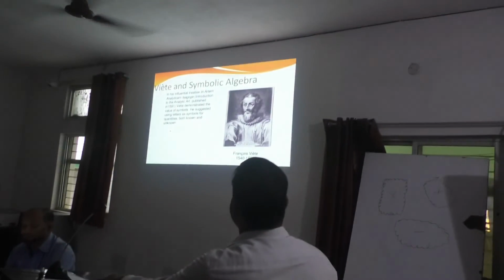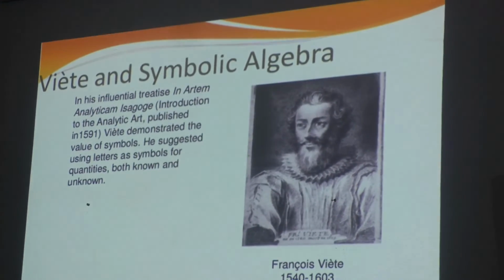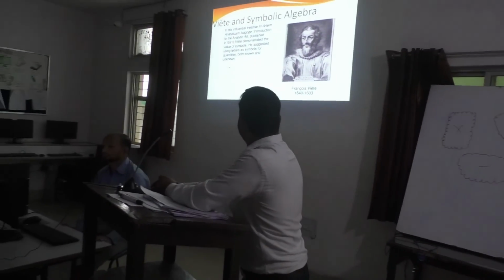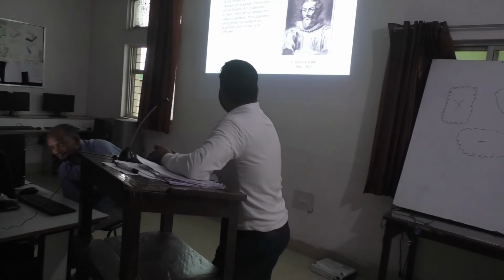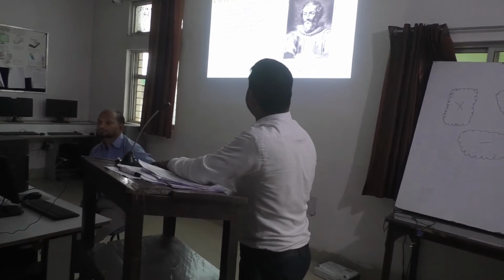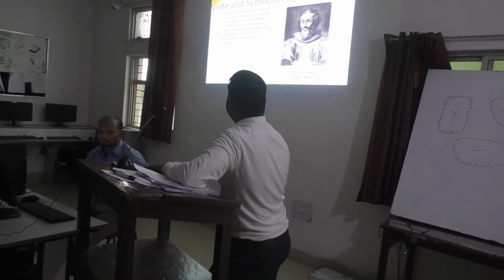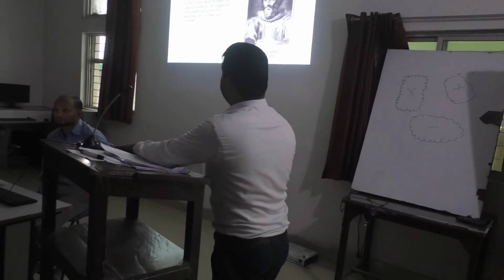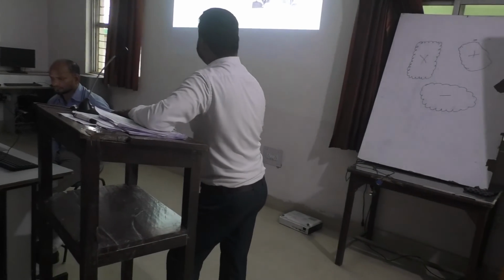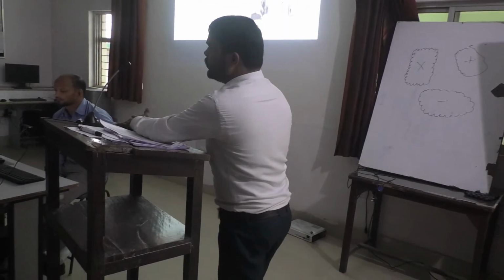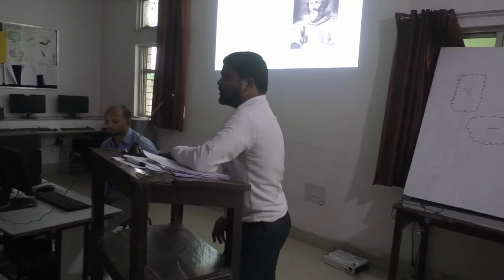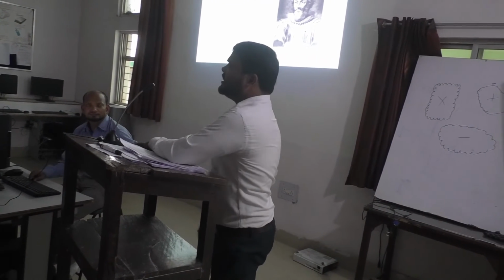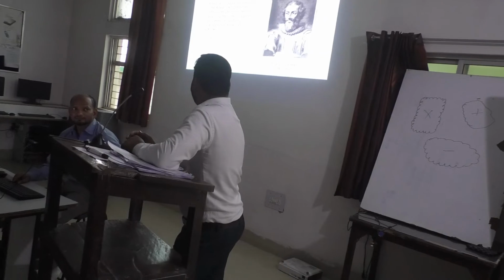Viète created symbolic algebra. He discovered many symbolic algebras that we still use. In his influential treatise In artem analyticam isagoge, Introduction to the Analytic Art, published in 1591, Viète demonstrated the value of symbols. He suggested using letters as symbols for quantities, both known and unknown. At that time there were two types of quantities, one being the variables and the other constants, and certain other symbols to solve problems.